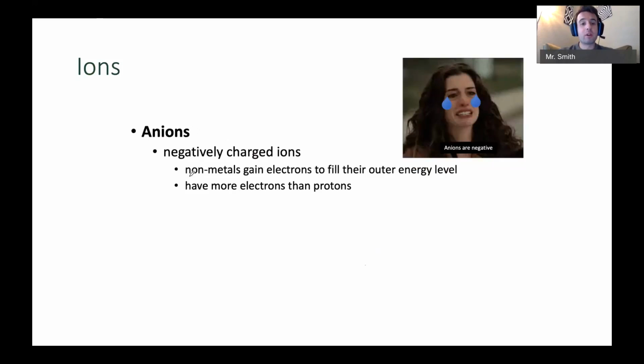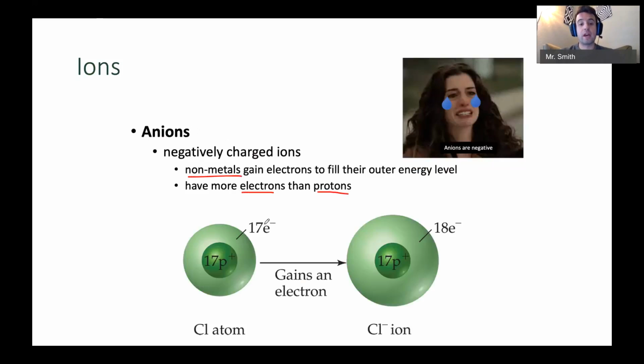These are typically nonmetals, and they're going to have more electrons than they have protons. So here is just a regular chlorine atom with 17 protons and 17 electrons. It's going to gain an electron to have 18, or 8 in that third energy level, so that's super stable. Yeah, that's an anion, a negatively charged ion. So you're going to want to know that cations are positively charged, and anions are negatively charged. And how I remember it is cats have paws, so they're positive, and anions are negative because an is negative.